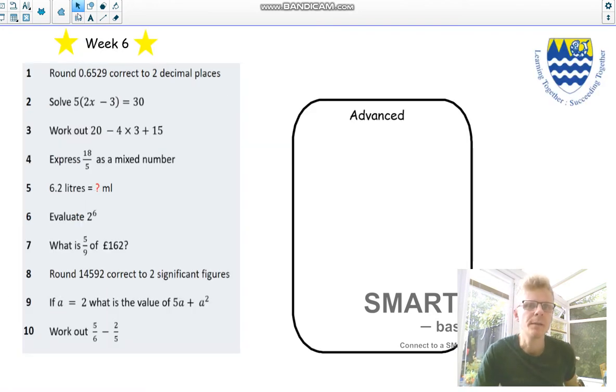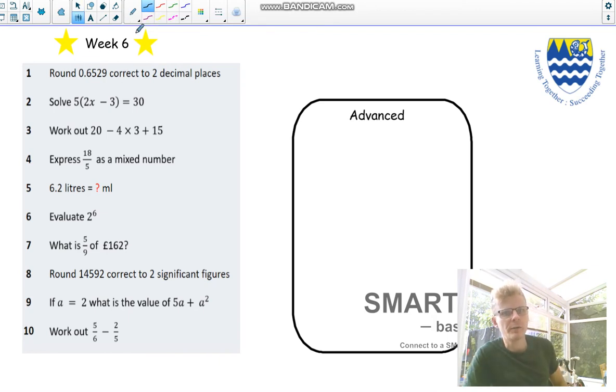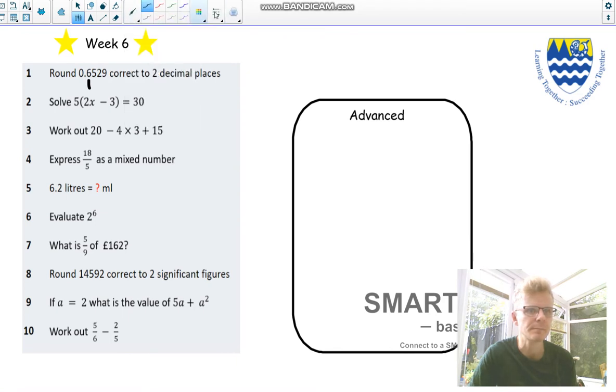Okay, so the first one then, round 0.6529 to 2 decimal places. Nice easy warm up, hopefully got that one right. So we just counted. Here's our first decimal place here. Let's change to the favorite pen. And here's our second decimal place there. So that's 0.65 as it stands.